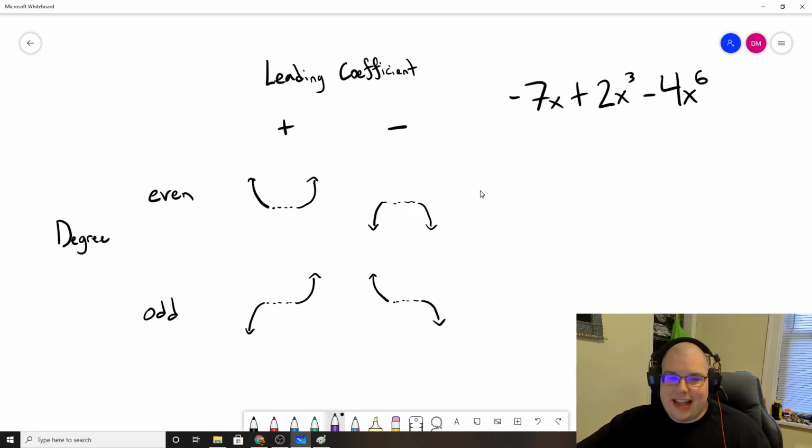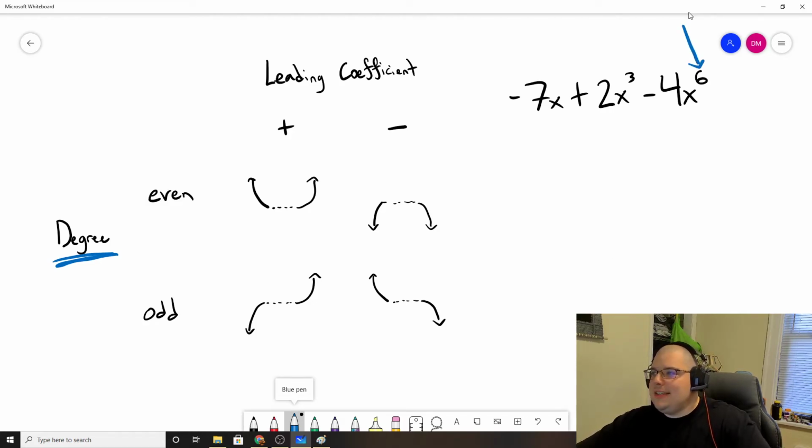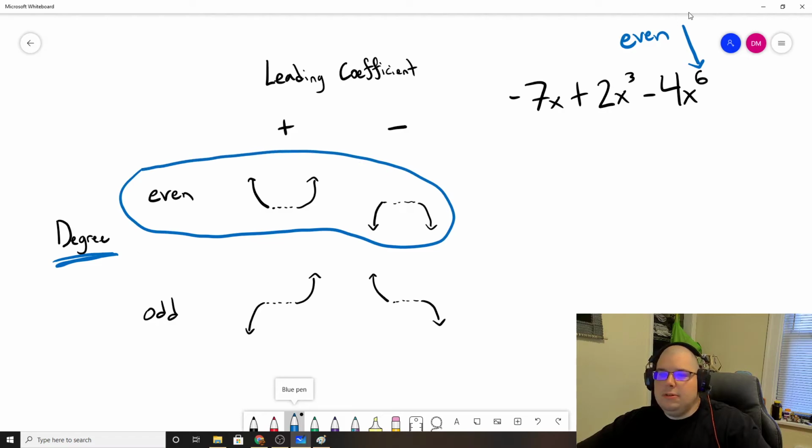Negative 7x plus 2x cubed minus 4x to the 6th. Same thing we've been doing. First, you've got to find that degree, the largest exponent, which is this 6. That is the largest exponent. That 6 is an even number. So now we're looking at the even degree row.